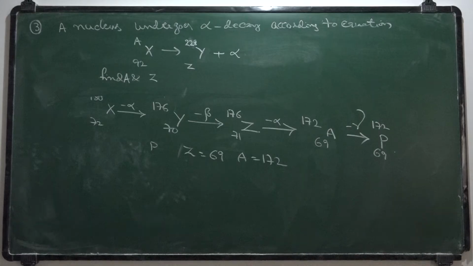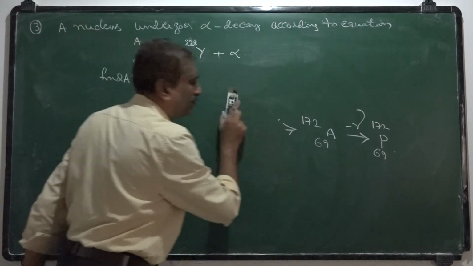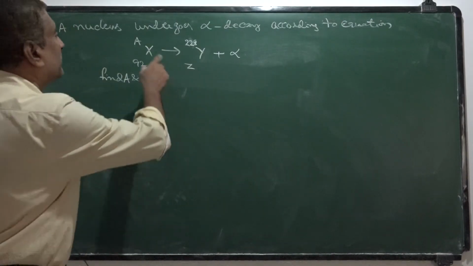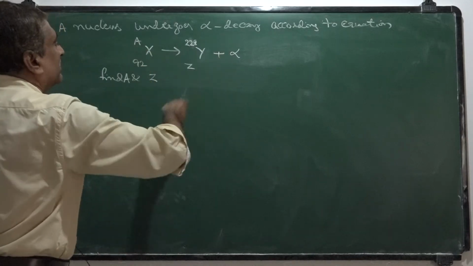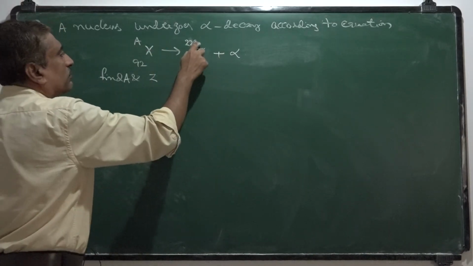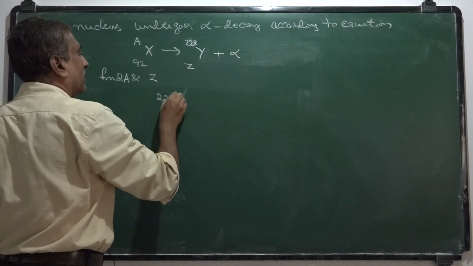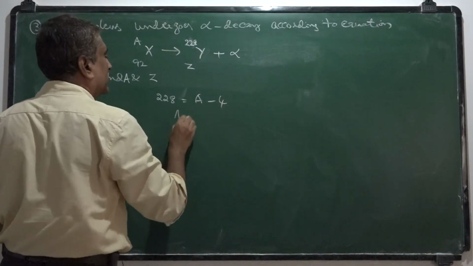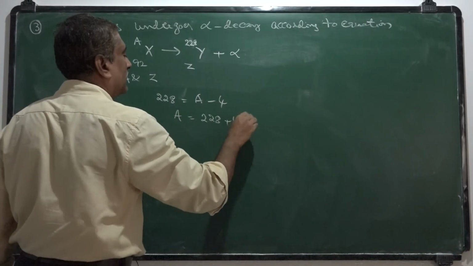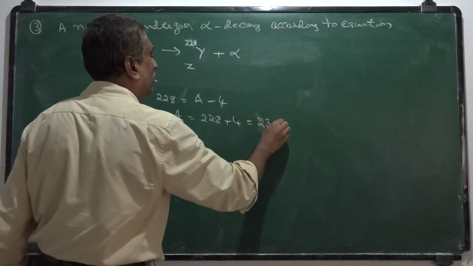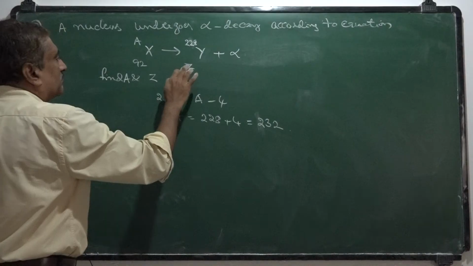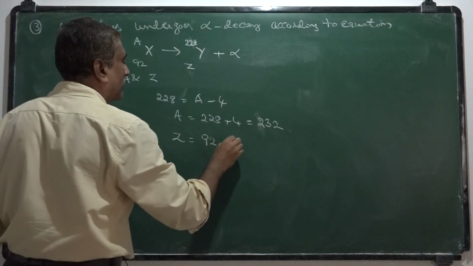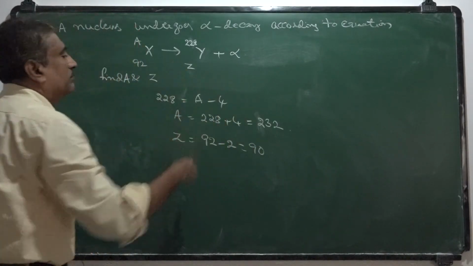This is a simple one, an alpha decay. So we have to calculate like this. Actually this 228 is A minus 4. For alpha decay, A minus 4 is 228. So A is equal to 228 plus 4, that is 232. And Z is 92 minus 2, so 90. So these are the values.